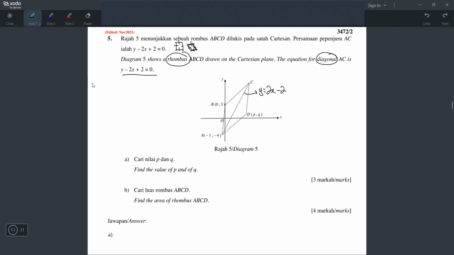And then part A says find the values of p and q. Okay, how to find p and q? This one, right? Okay, how do we do this question? Let's think. Okay, can we use gradient? The answer is no, right?